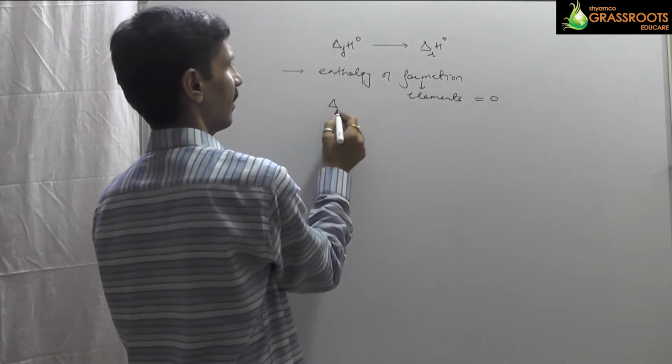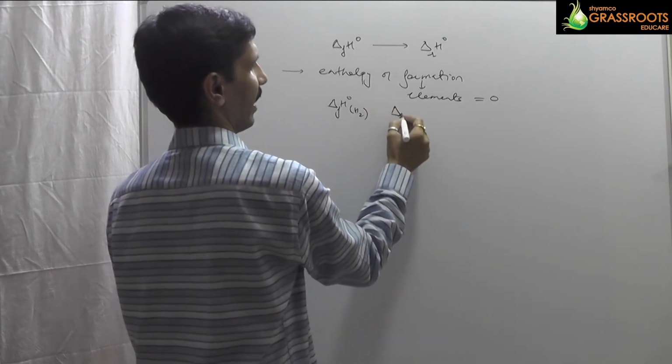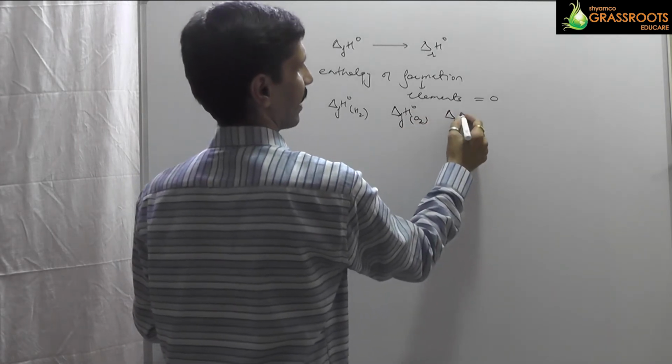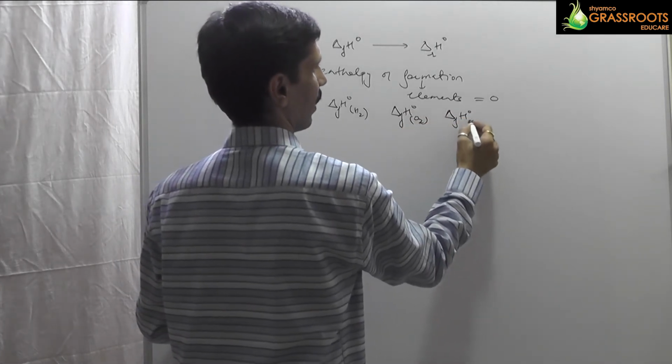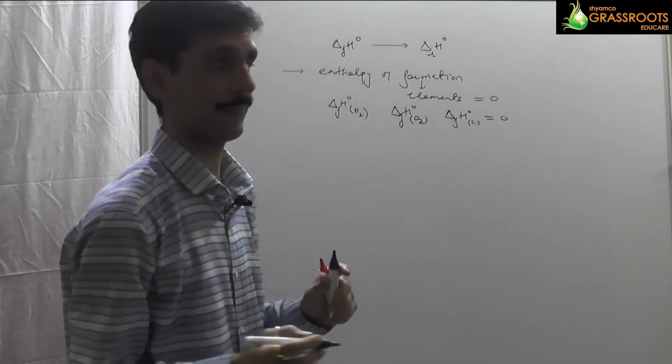Now what does it mean is, say for example I am going to talk about hydrogen, or if I say enthalpy of formation of oxygen, or I say the enthalpy of formation of carbon, so the values of them are going to be what? 0. Okay, that is to be kept in mind.